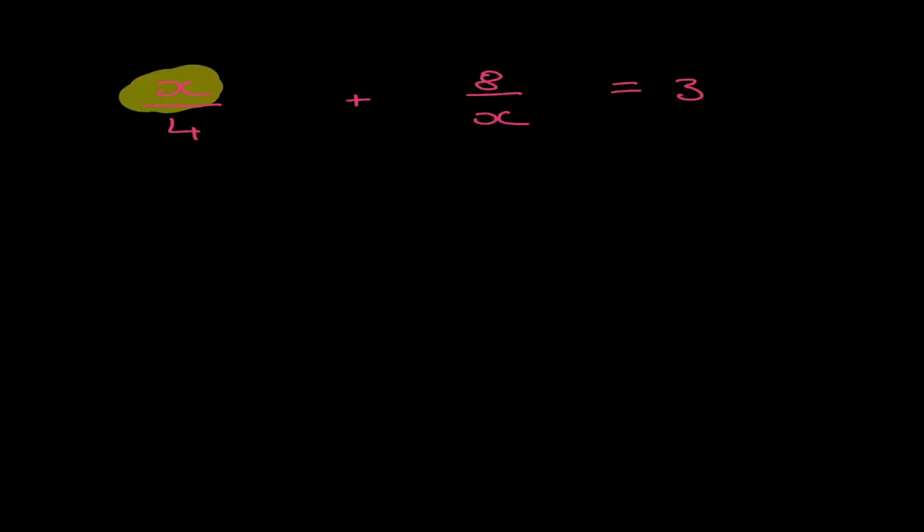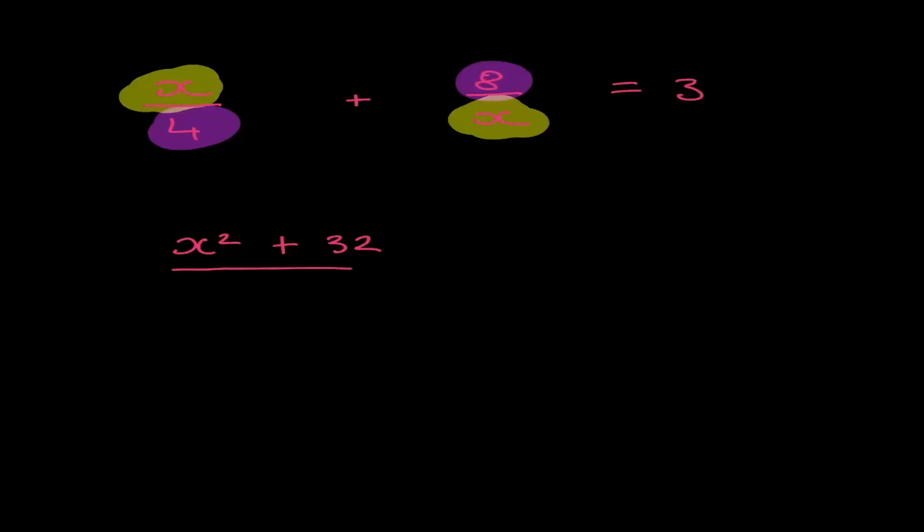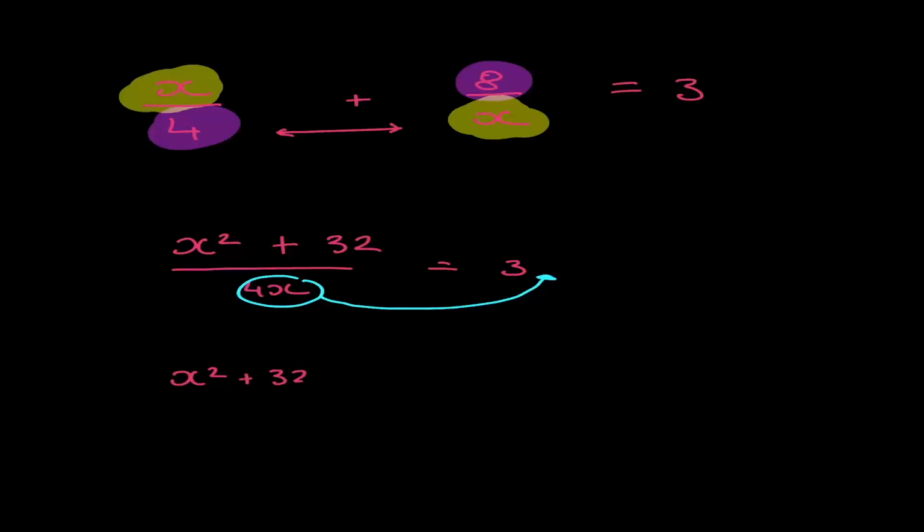To do that, you could do that times that first, which is x squared, and then add, and then you're going to do that times that, which is 32. And then my denominator would be those two multiplied by each other, which is 4x, and it equals 3. Okay, let's rearrange this. You're going to bring that 4x to that side. So my left-hand side is x squared plus 32, and my right-hand side becomes 3 times 4x, which is 12x.